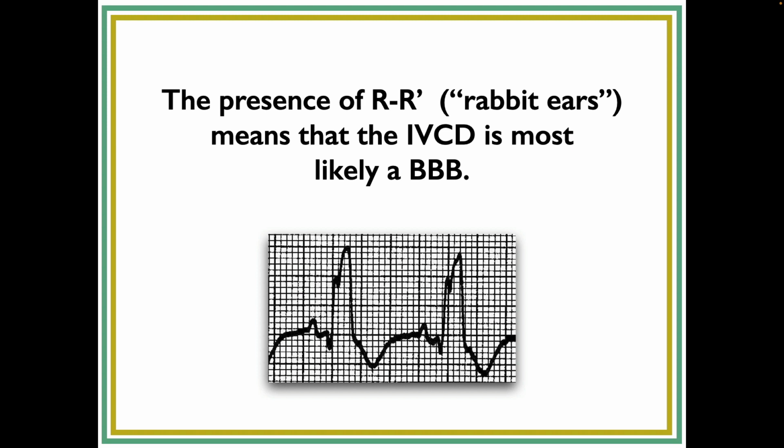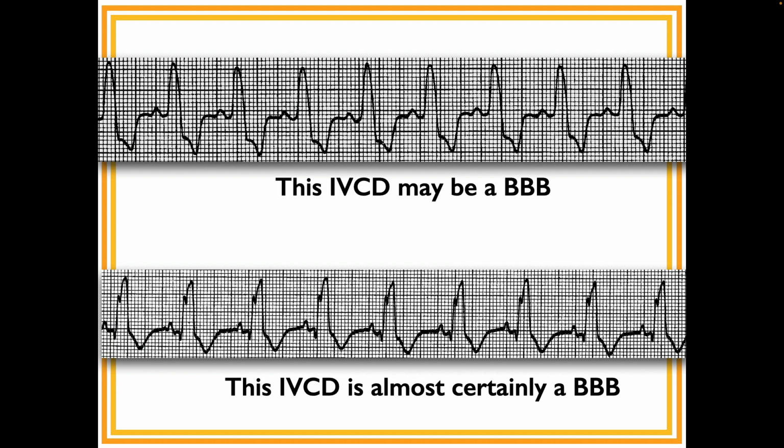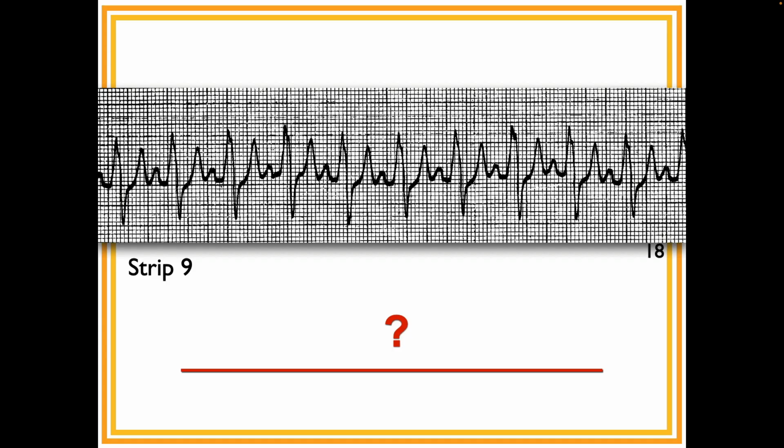Okay, so the presence of rabbit ears means the IVCD is most likely bundle branch block, but you can forget about that for now. You really can, and just say normal sinus rhythm with IVCD. That's really the easiest way to proceed. So again, if we look back at 8A and 8B, this IVCD may be a bundle branch block. This one is probably a bundle branch block. But again, all I'm requiring is IVCD.